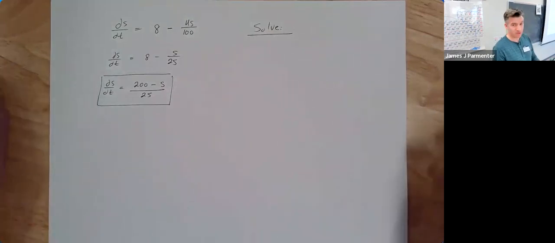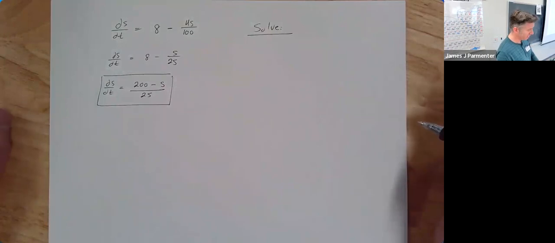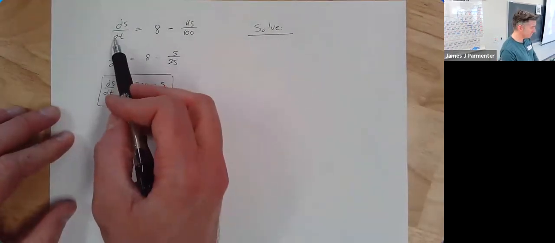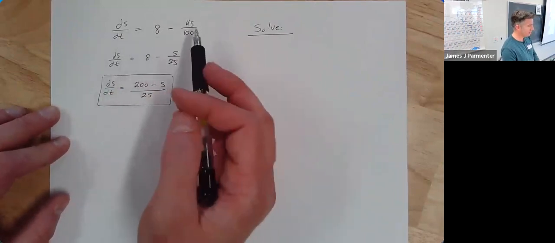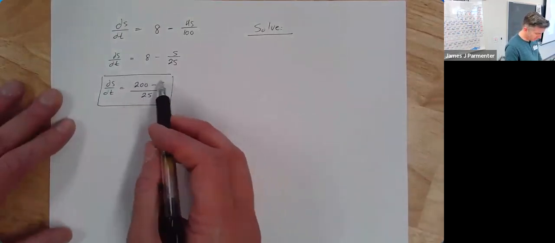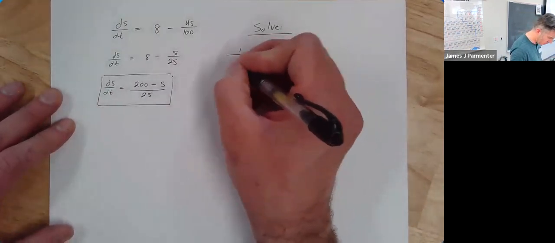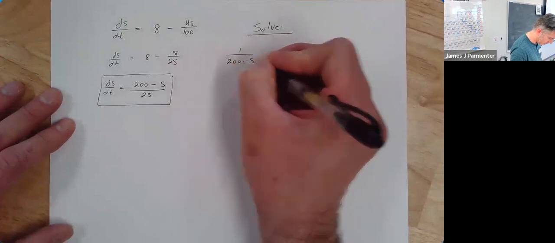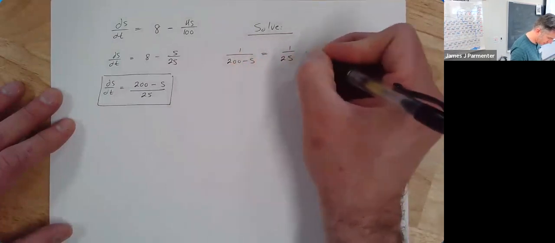I'm going to try to use separation of variables if I can before jumping to first order linear. It totally is first order linear. You can definitely write this as s prime, or ds/dt, plus s times 4 over 100, or whatever, 25, equal to 8. But I usually like to do separation if I can. And we can. I can divide both sides by 200 minus s and write this as 1 over 200 minus s equals 1 over 25 dt.